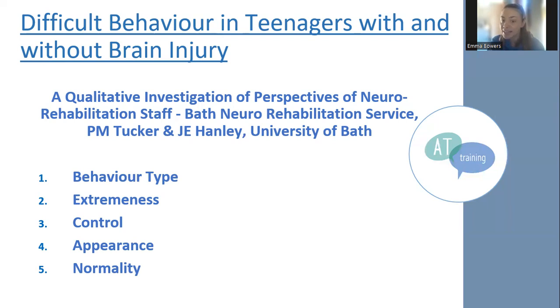Normality was also raised in this study. For example, associating behaviours with a brain injury because the client has a brain injury. But actually, if you took a step back, it's that evaluation of, oh, actually, this is how teenagers may generally act. But just again, my comments then.